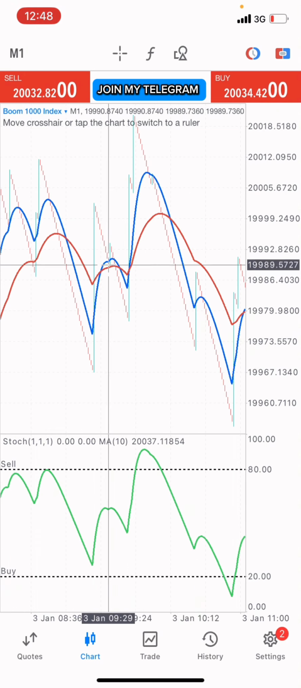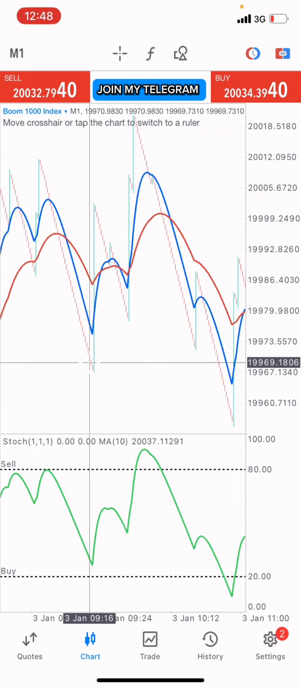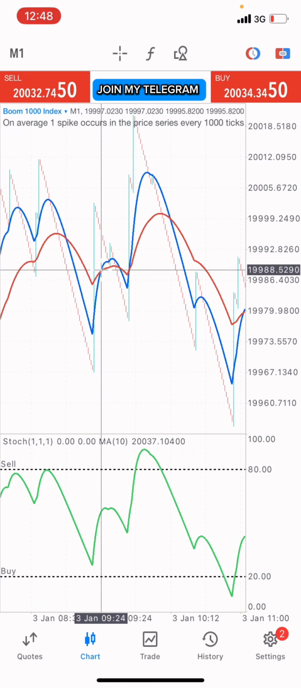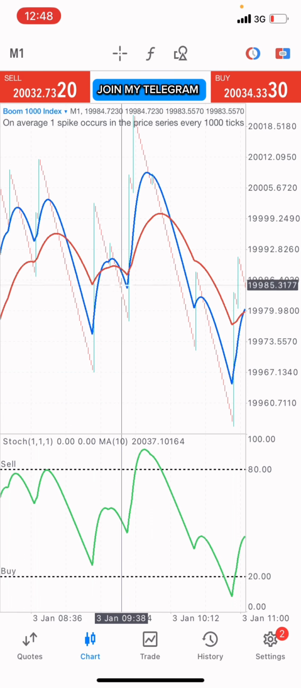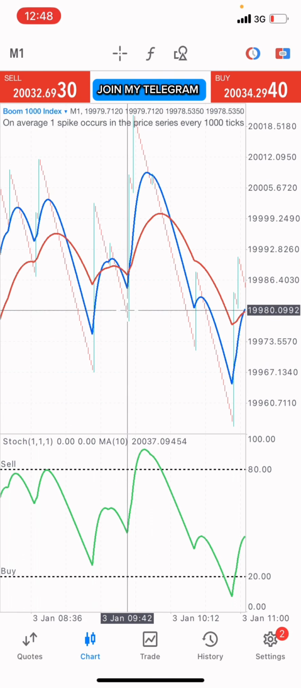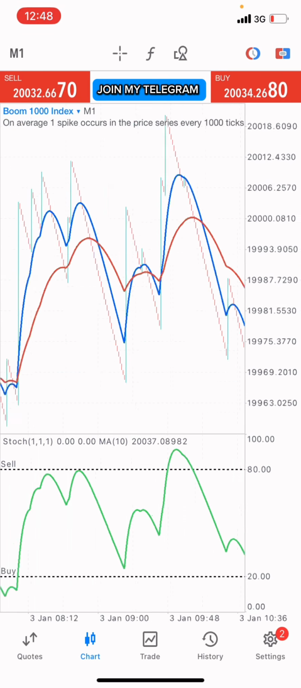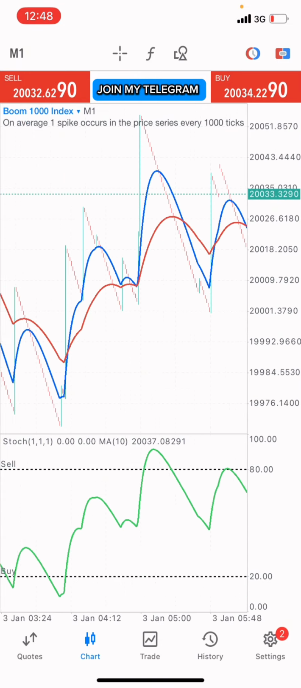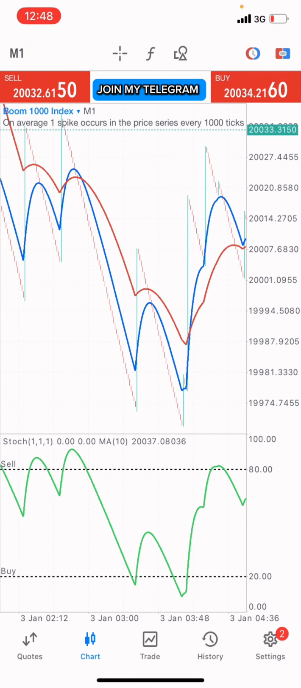Even at this moment here, you can see it all happened at this very point. Price broke below this point, you enter the market for a sell. You look for that sell opportunity. All right, you look for that sell opportunity.